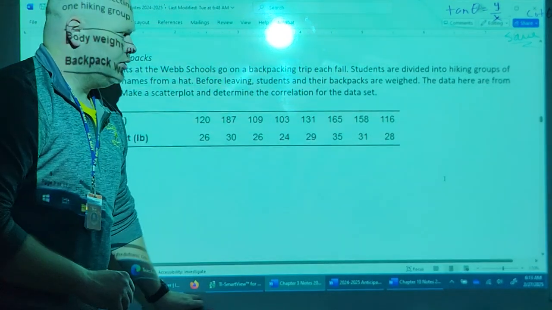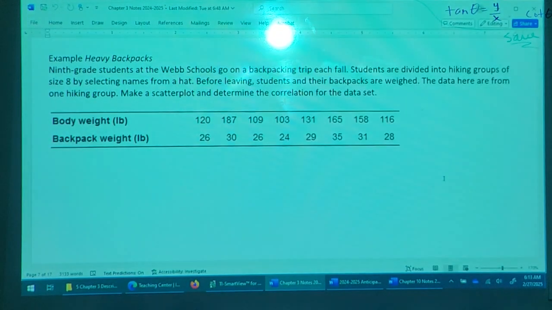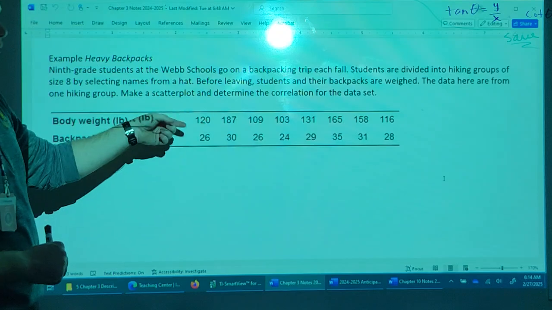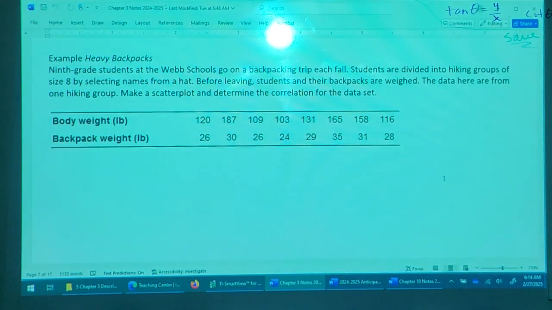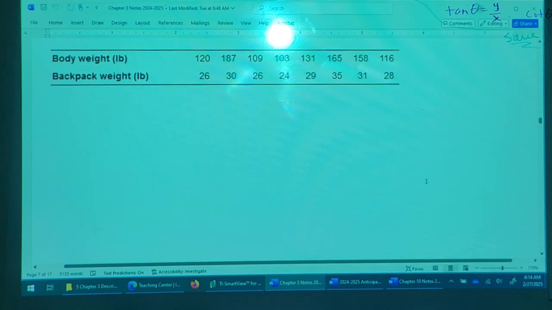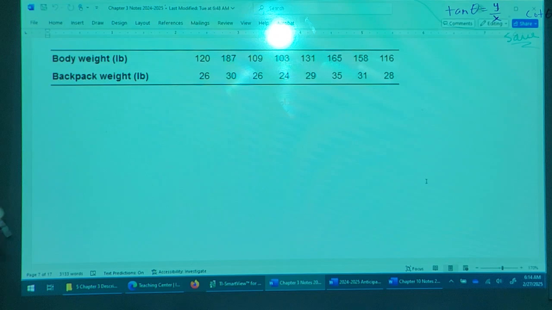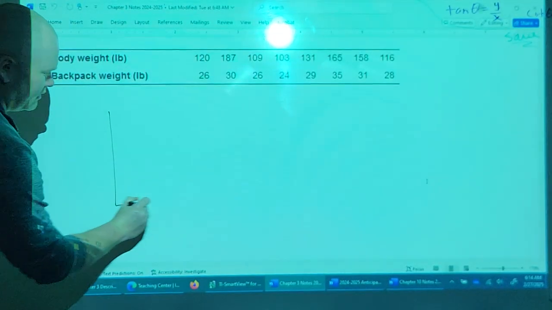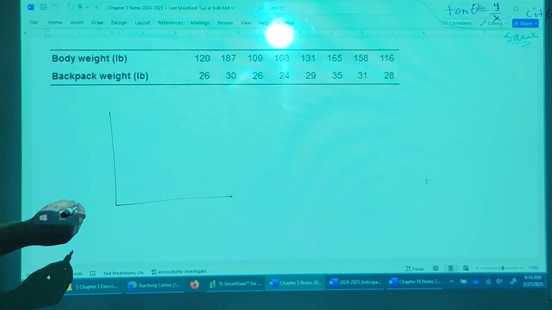On this one, you might want to be pausing the video throughout. We're going to take this data set and I'm going to show you on the calculator how to make a scatter plot and how to get the best fit equation for this data set. This data set, relatively small, is body weight in pounds and backpack weight. If you had to make a scatter plot of this data set, you could do it by hand. That's probably easier, actually.